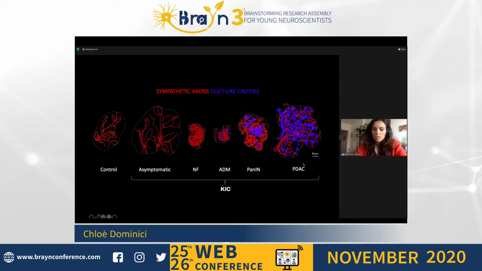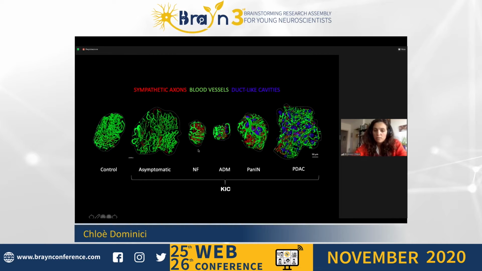So next, if we look at the blood vessels, in fact, when we quantified the density of the blood vessels, we didn't see any differences between the control asymptomatic, the pretumoral, and the tumoral lesions. But it is striking to see that you have some morphological differences between the different stages.